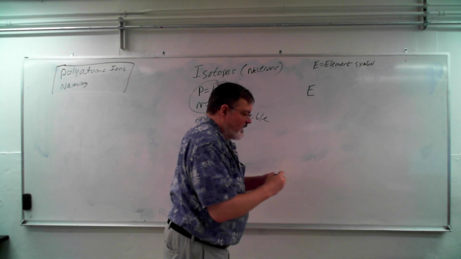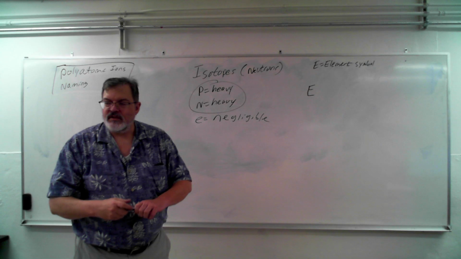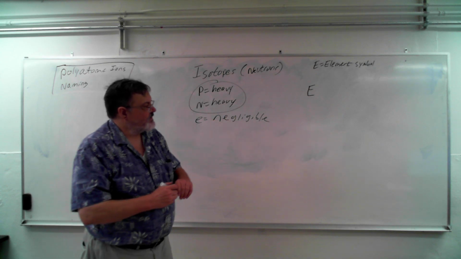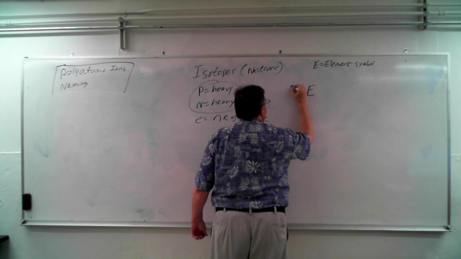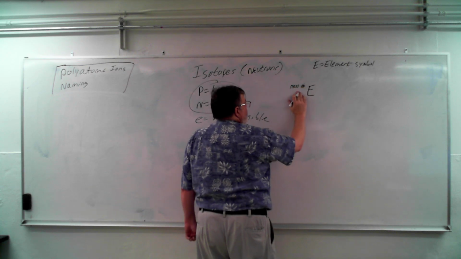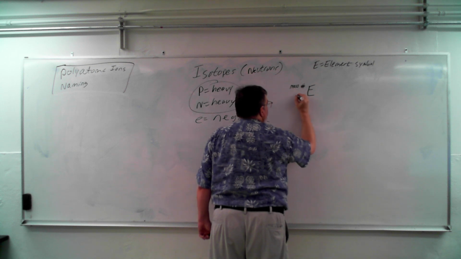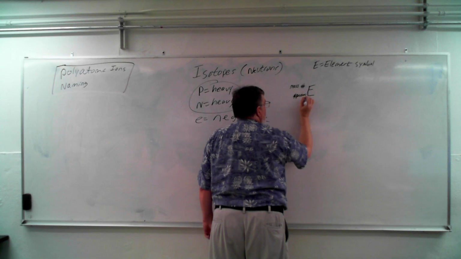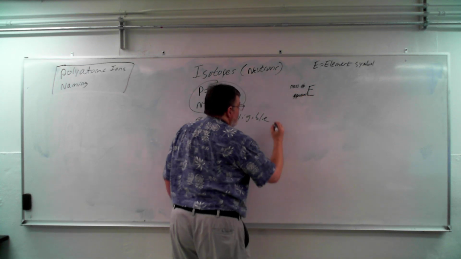So E is element symbol. It's Cl for chloride, S for sulfur, etc. So just kind of as a variable, I'm going to put that there. We write the mass number up here on the top as a superscript, and down here we put the number of protons. And that is the atomic number.